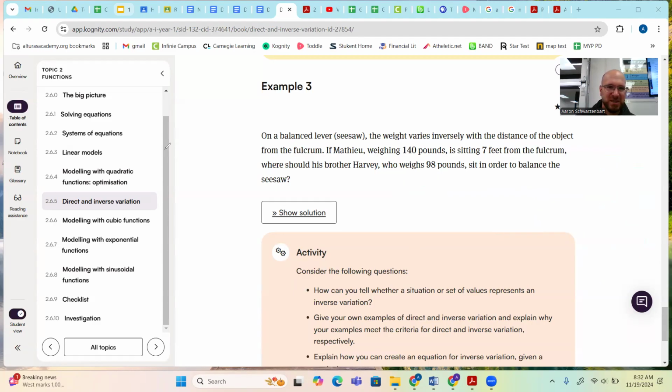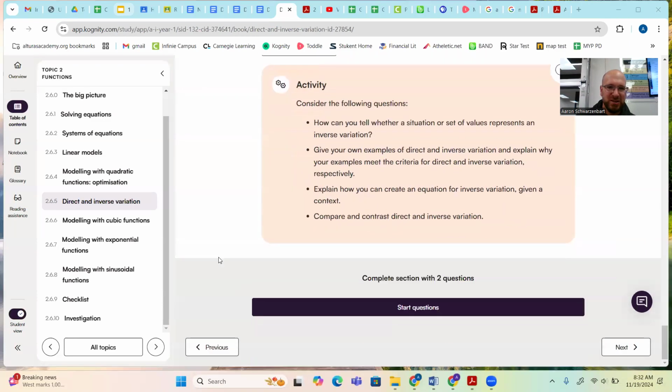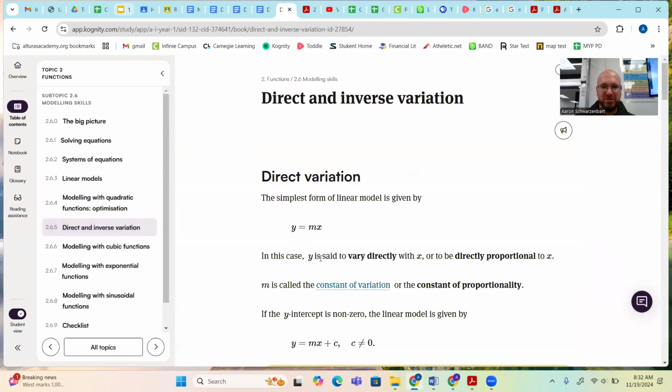Okay. That section was not too tough. Modeling with cubic functions. Again, this is going to be a lot like the quadratic ones, but cubics.